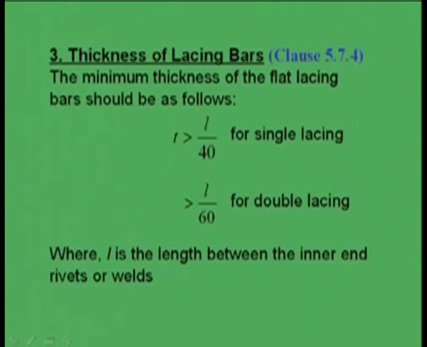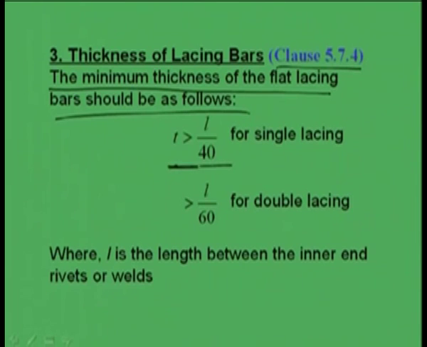Another thing is, in clause 5.7.4, the thickness of the lacing bar has been given. The minimum thickness of the flat lacing bar should be at least L by 40 for single lacing, and for double lacing L by 60. So, this also has to be maintained. Earlier we have seen the slenderness ratio also has to be maintained at 145. So, accordingly the thickness can be decided.